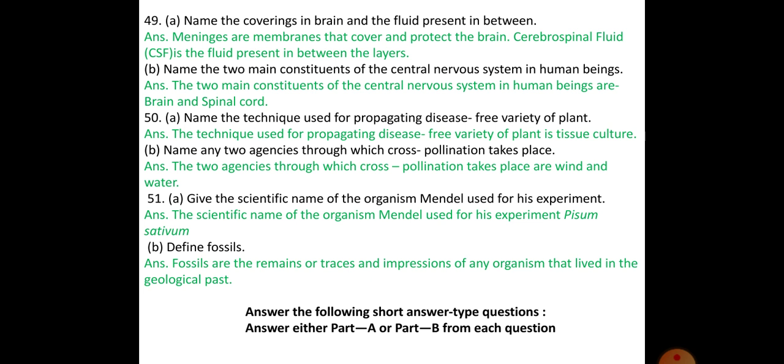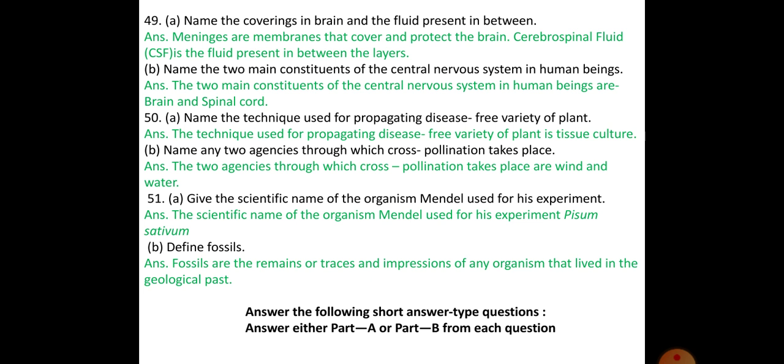Name the covering in brain and the fluid present in between. Meninges are membranes that cover and protect the brain. Cerebrospinal fluid, that is CSF, is a fluid present in between the layers. Name the two main constituents of the central nervous system in human being. The two main constituents of central nervous system in human beings are brain and spinal cord.